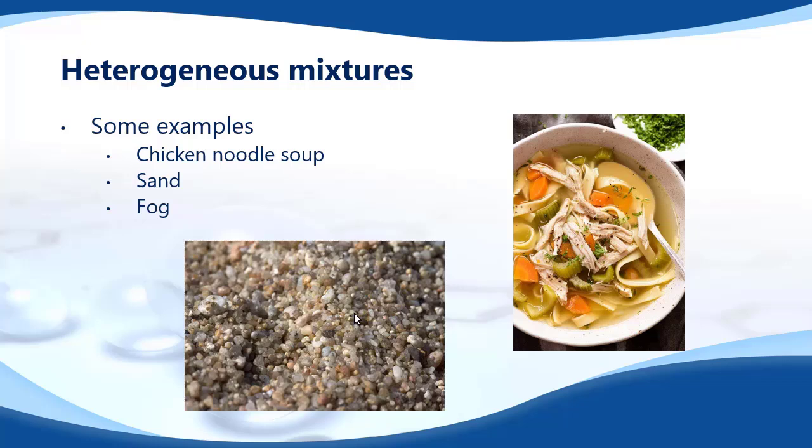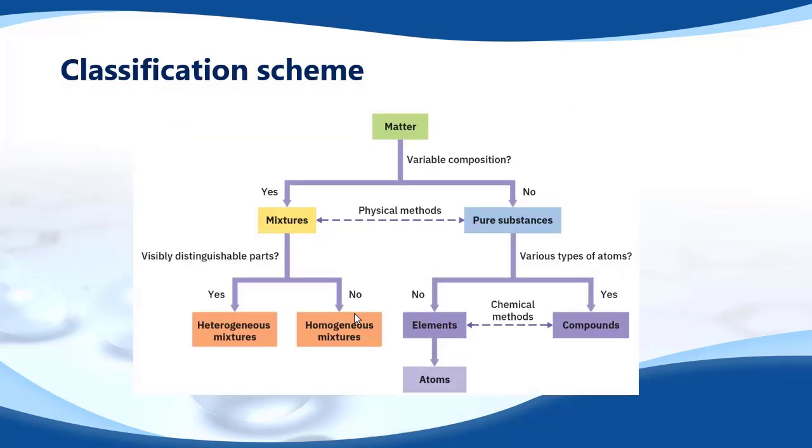And the last thing I want to go over quickly is the classification scheme, right? This is how you break down matter. We start off with our blanket description of matter. We ask, does it have only one type of particle or multiple types of particles? One type of particle, which is constant composition, is a pure substance. Multiple types of particles, which is variable composition, is a mixture.